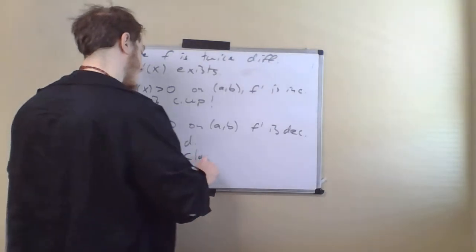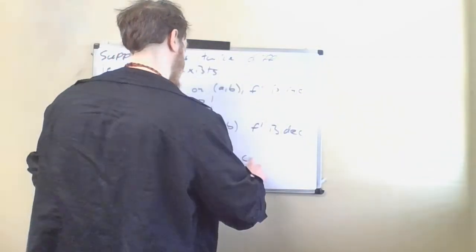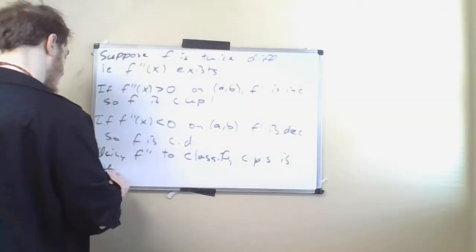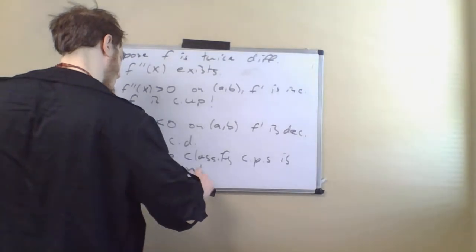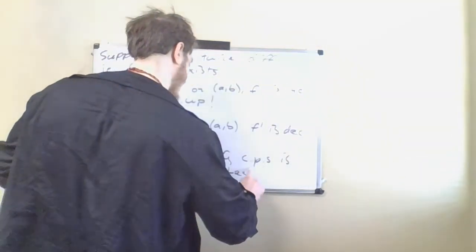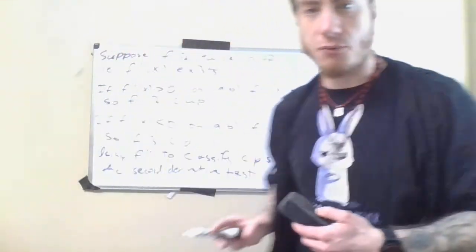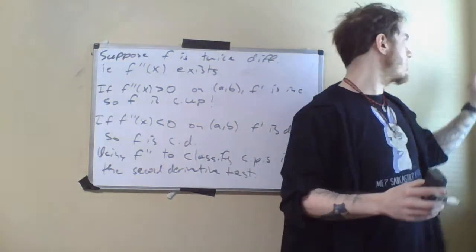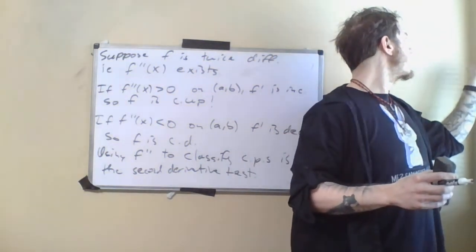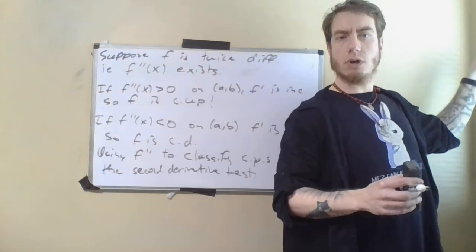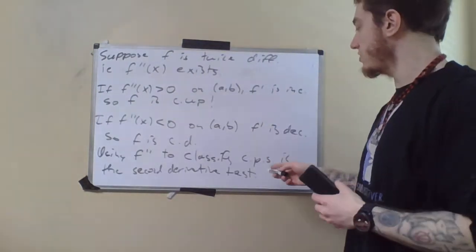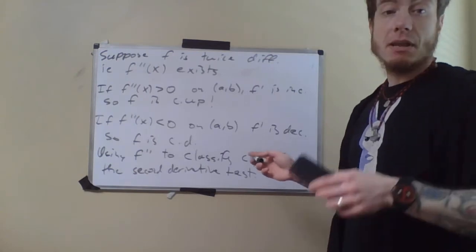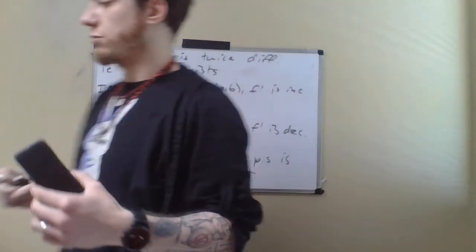to classify critical points is the second derivative test. So what we do is, if we have a critical point, we are going to go ahead and see if we can fix this glare problem, first of all. If we use the second derivative at a critical point, we call that the second derivative test.